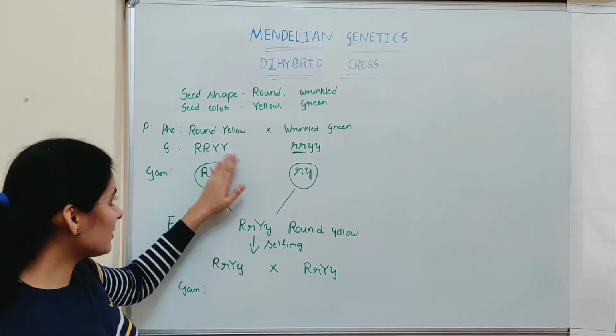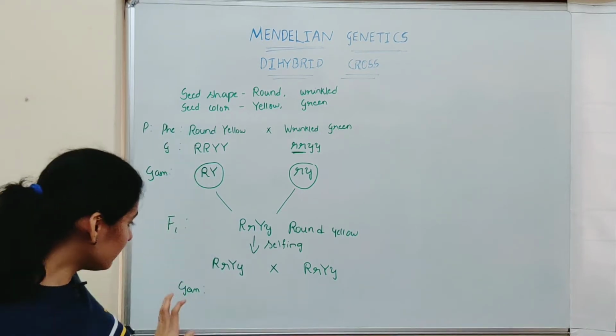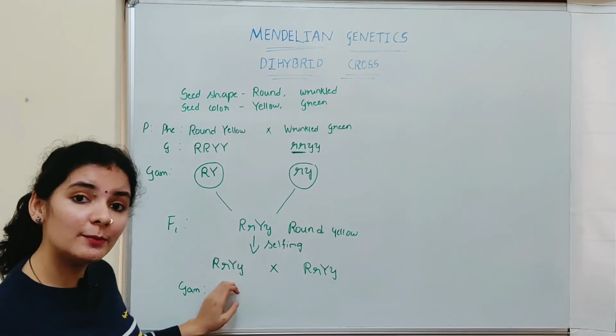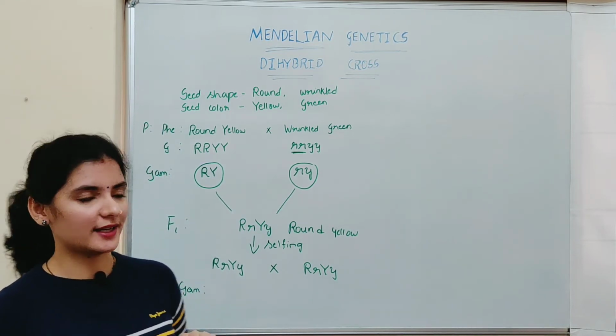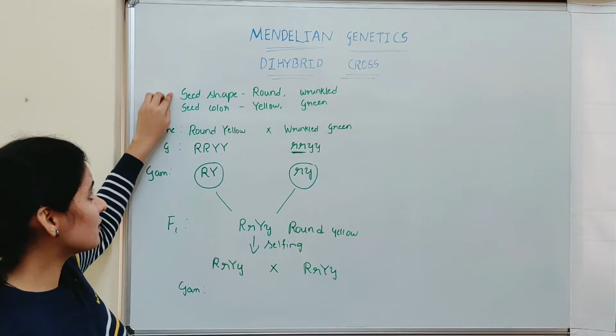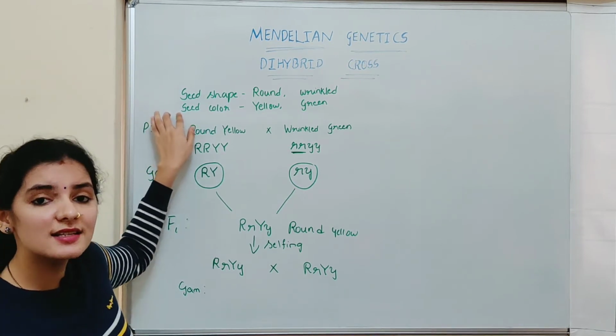So like the gametes produced by the parent plant, even the gametes produced by the F1 hybrid should have two factors which are responsible for two characters, that is the factor responsible for seed shape as well as seed color.